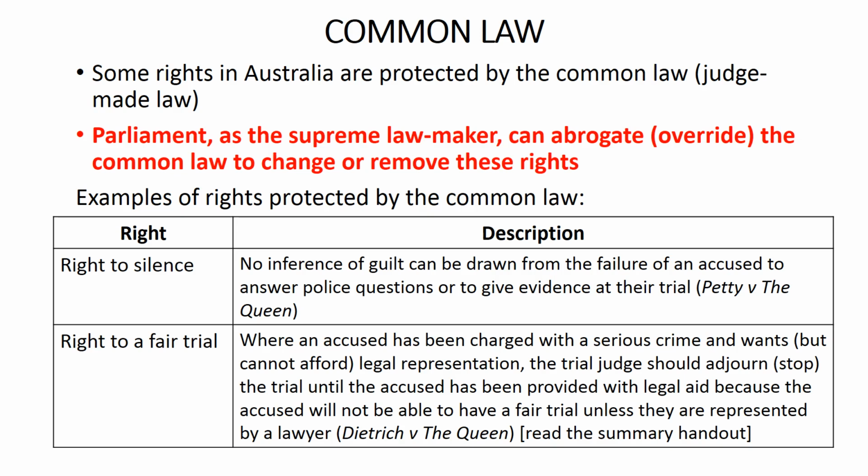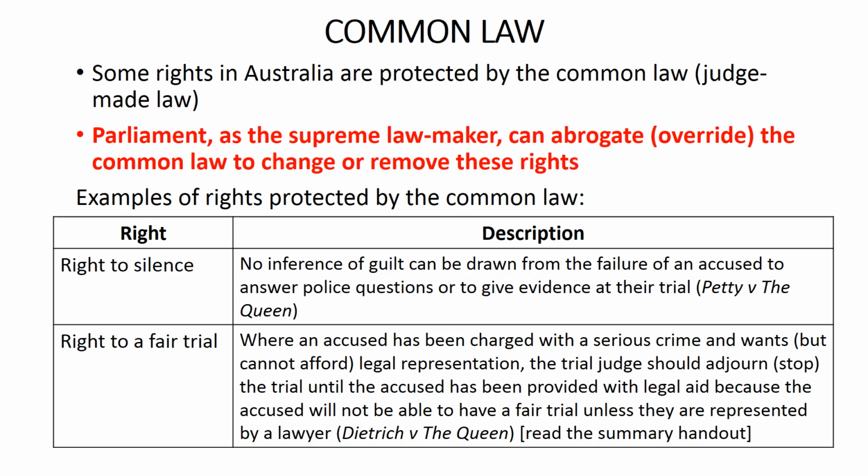So the case of Dietrich stands for the proposition that where an accused has been charged with a serious crime and wants legal representation but can't afford it, then to avoid the trial being unfair, the trial judge should stop the trial, that is, adjourn the trial, until the accused has been provided with legal aid.